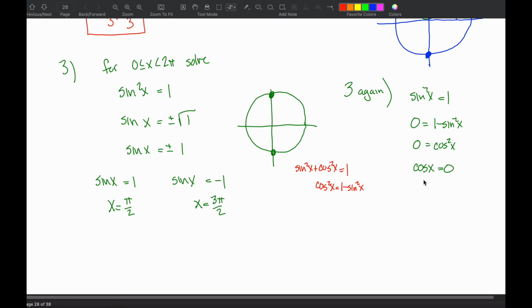What I'm saying is that the solutions are angles x when the cosine of x equals 0. Well, the cosine is the x-coordinate on my unit circle. Looks like that happens, oh, right, down here and up here. I'm going to get the exact same answers that I got over here.